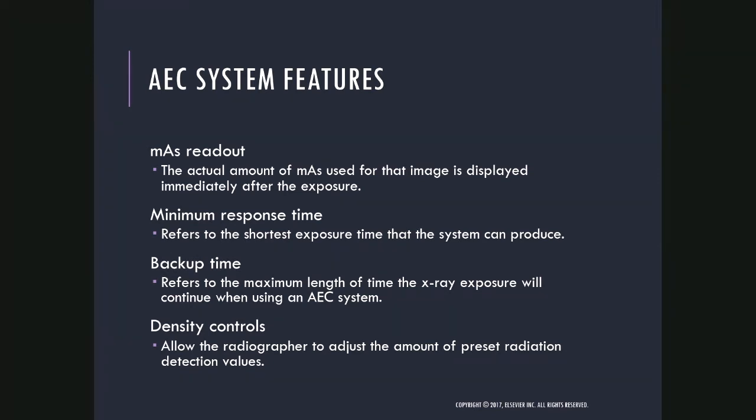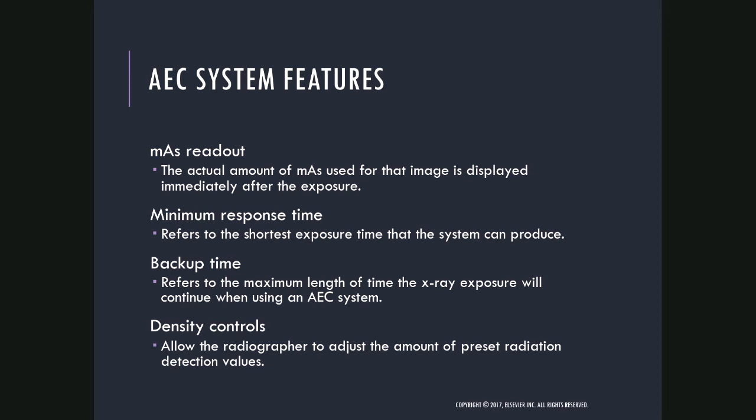The last thing that I have under our AEC system features are density controls. Your density control allows you to select the amount of radiation that's going to get to the detector before it stops the timer. Most of the time you're just going to leave that alone, and not all systems now have the option to change this. It usually looks like a square that's been cut in half diagonally, and half of the square is white and half of it is black.